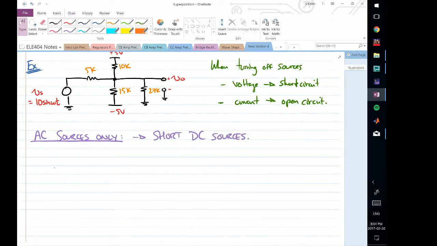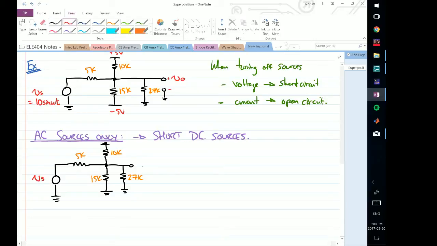Okay, so now let's redraw that circuit and what it will actually look like. We'll have a resistor here, and a resistor here. This will be ground now, and this will also be ground now. Notice that they are shorted to ground. And I will have this resistor here with respect to ground. So this is 27K, this is going to be 15K, this is going to be 10K, this is going to be 5K, and this is still Vs. Now I'm going to call this VOAC, just to denote that this is the AC component of the voltage.